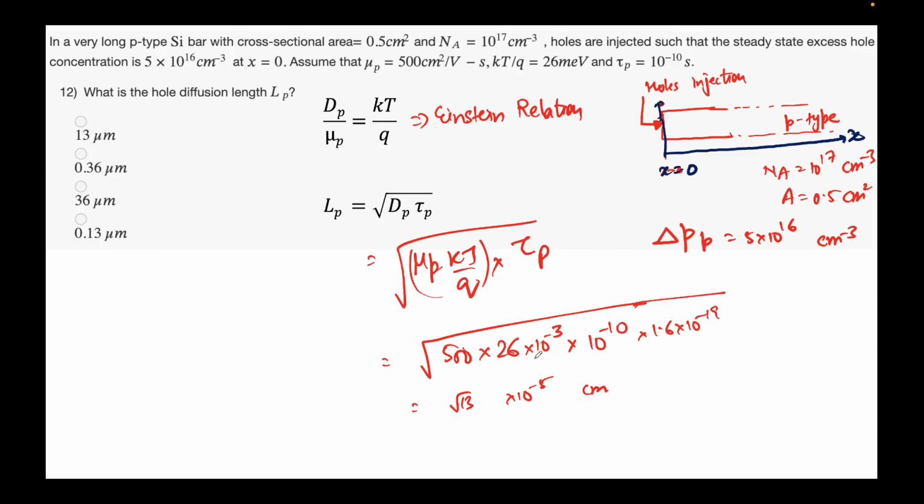This is mu p, kT by q is 26 milli electron volts, correct. Tau p is 10 to the power minus 10. Yeah, so this is the complete expression. Okay, no, actually there's a mistake, sorry. No, just a second.